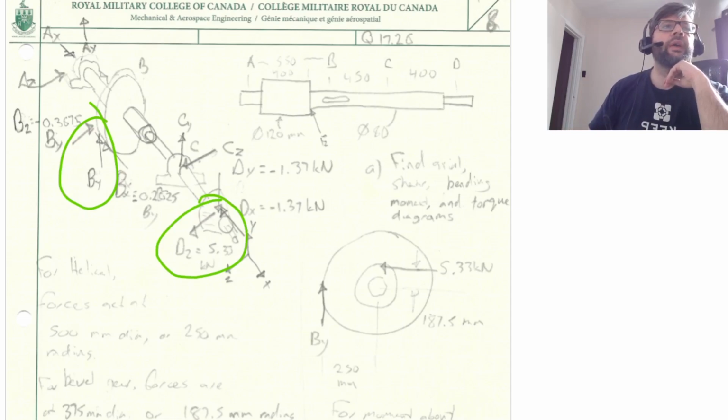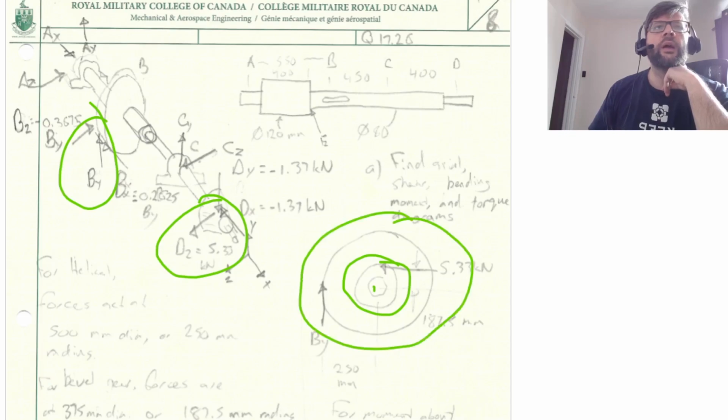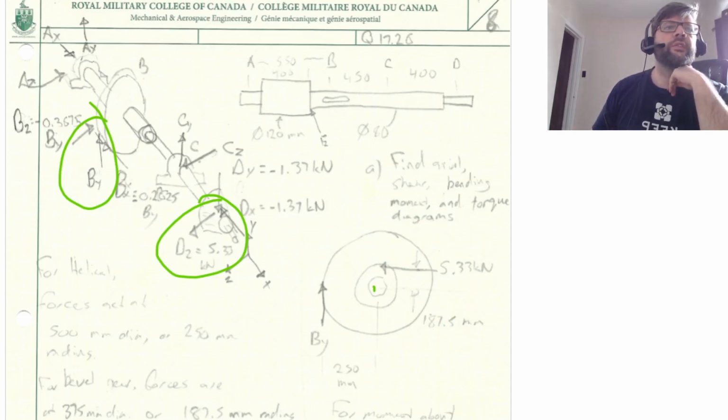So I just drew a quick side view of the gears here. The smaller bevel gear, and then the bigger helical gear, and then just showing those two forces. So again, just taking the sum of the moments about x will allow us to find what By is.